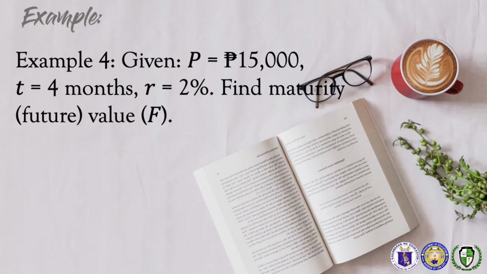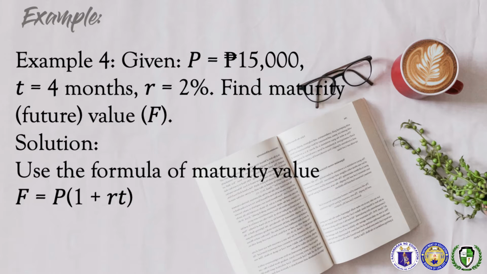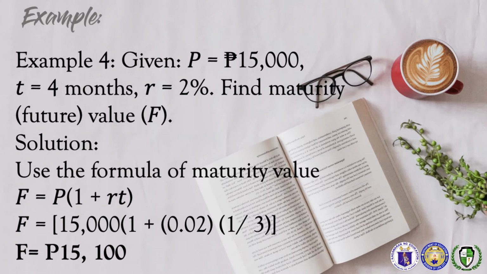Example number 4. Given that P is equal to 15,000, T is equal to 4 months, and R is equal to 2%, find the maturity or future value. Using now the formula for maturity value, which is F is equal to P times the quantity (1 plus R times T), we will obtain 15,000 times the quantity (1 plus 0.02 times 1/3). And our answer will be 15,100 pesos.